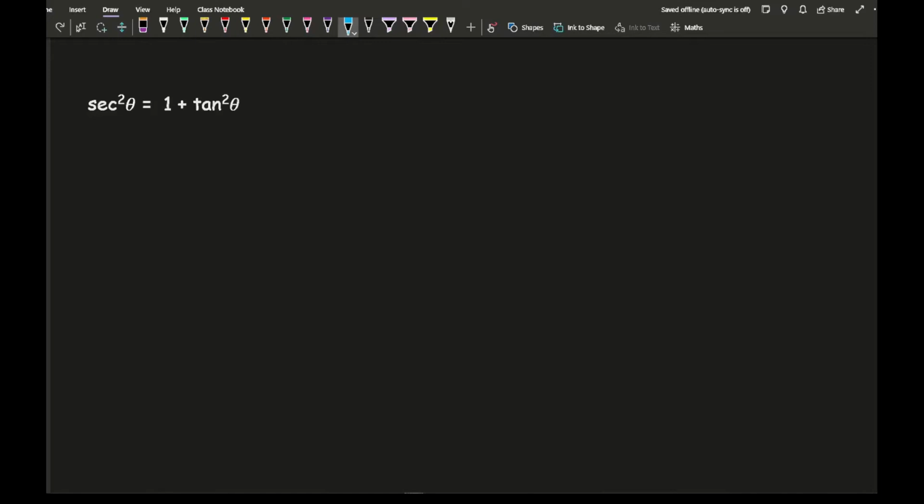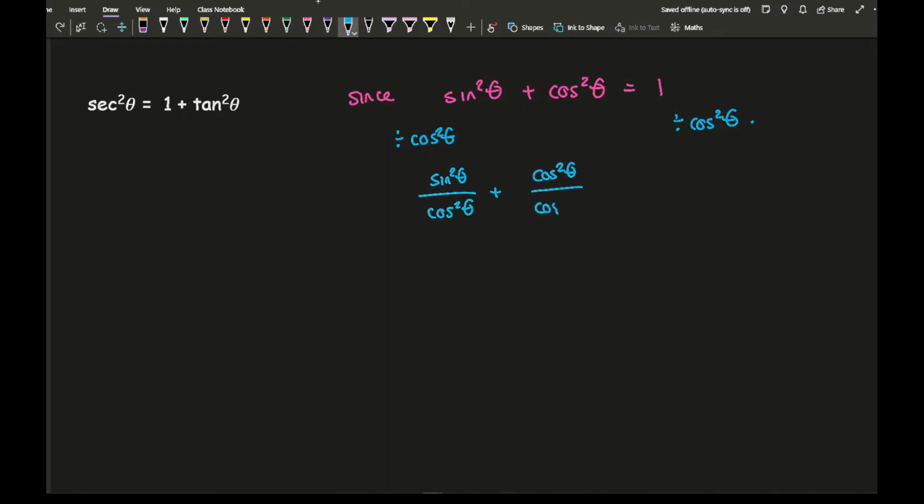Now, if we look at this second identity, that sec squared theta can be written as 1 plus tan squared theta, well, since we know that sine squared theta plus cos squared theta equals 1, if I divide both sides by cos squared theta, then what I end up with is sine squared theta over cos squared theta plus cos squared theta over cos squared theta equals 1 over cos squared theta.